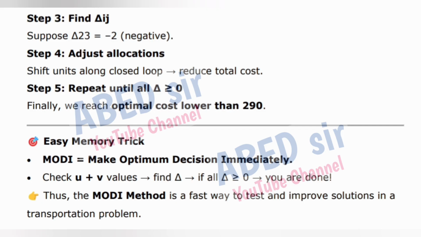Easy memory trick. MODI is equal to make optimum decision immediately. Check U plus V values, find delta. If all delta are greater than or equal to 0, you are done. Thus, the MODI method is a fast way to test and improve solutions in a transportation problem.